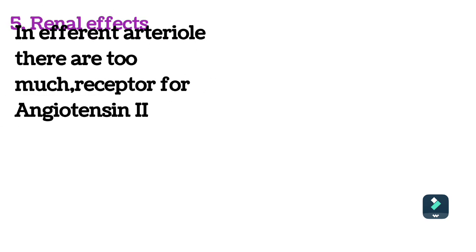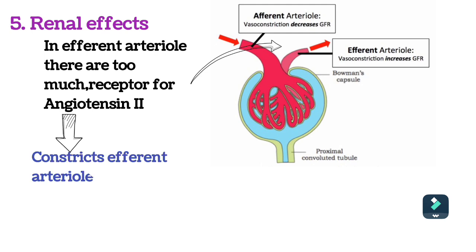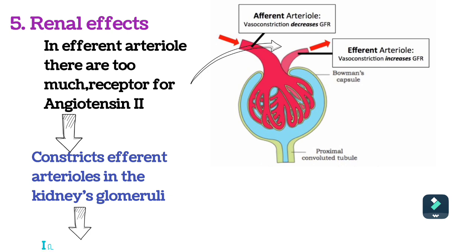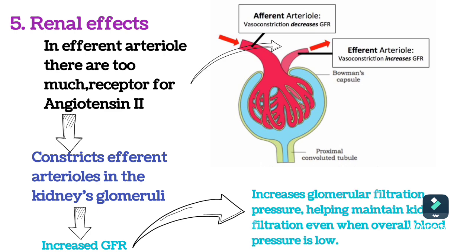Fifth, the efferent arteriole of the kidney has a high number of angiotensin II receptors. Angiotensin II exerts a strong vasoconstrictive effect on the efferent arteriole, increasing its constriction. This constriction enhances the glomerular filtration rate, GFR, maintaining kidney filtration even when kidney perfusion is low during hypotension.